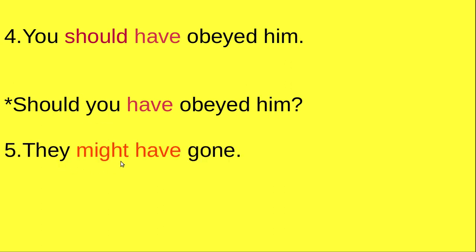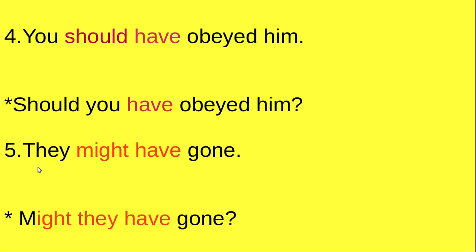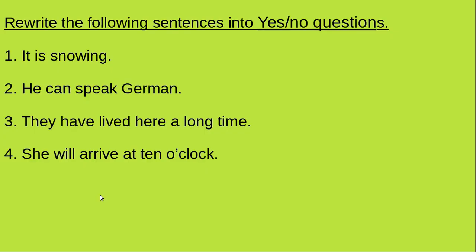Clear, yes? They might have gone. There are two auxiliaries, but might is the first one. Take it first. Might they have gone? Very nicely. It's very simple. Okay? It's very simple. Right?